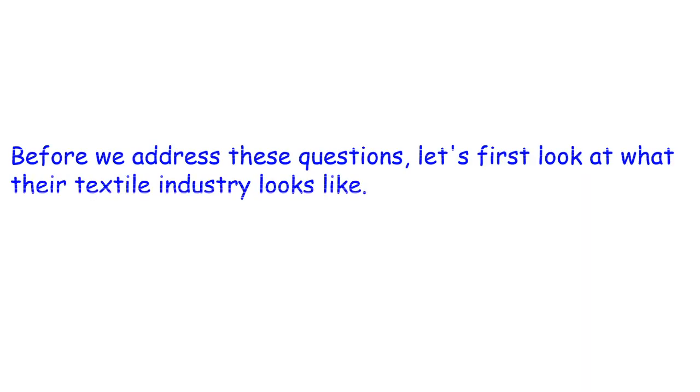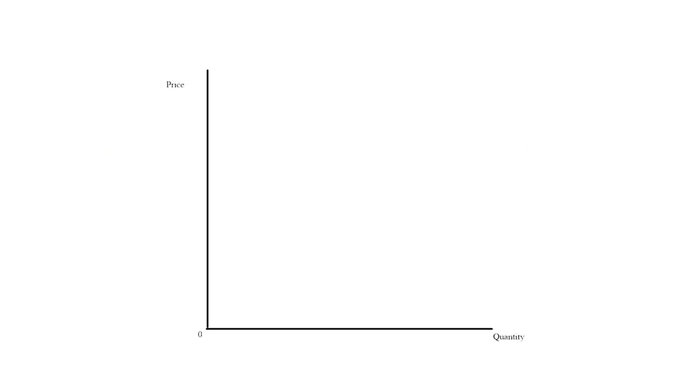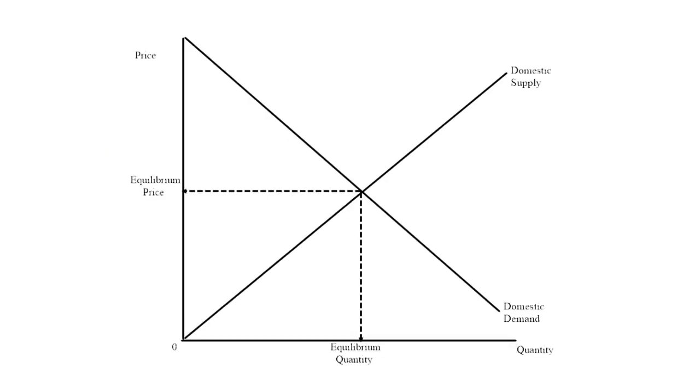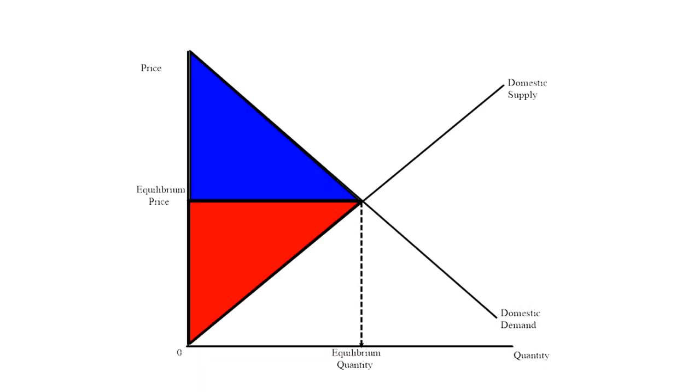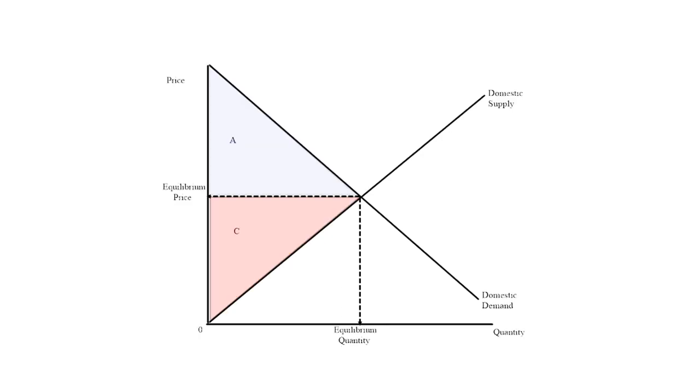Right, so before we address these, we want to go back and just look at some basic supply and demand curves, and then look at consumer and producer surplus, and look at opening up the country to trade. Okay, so we have our regular graph. This is just a country that has textiles and they're not trading with anyone, right? Their blue is consumer surplus, their red is producer surplus. So we'll label it A and C.